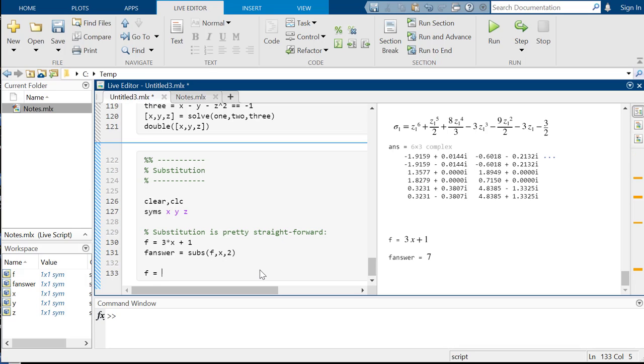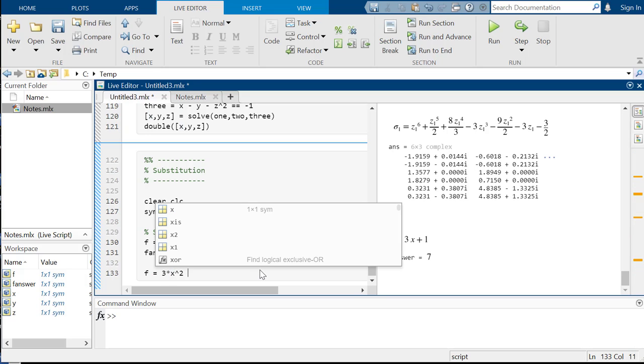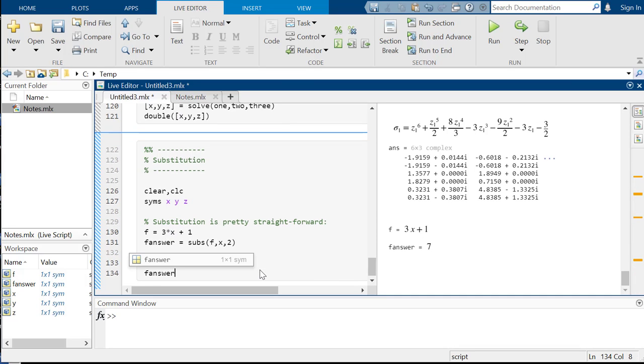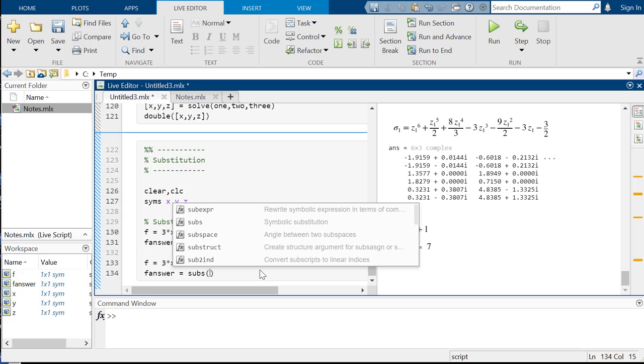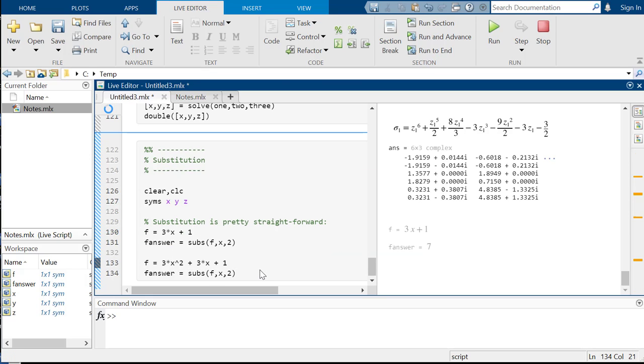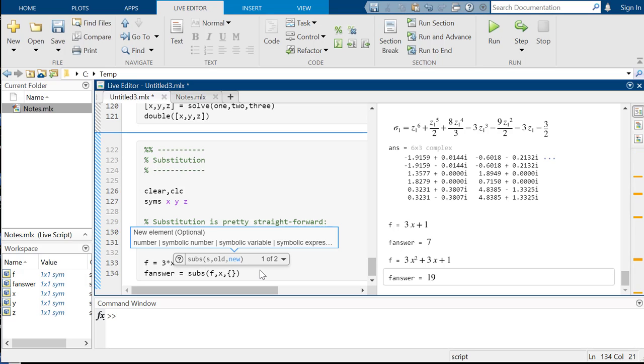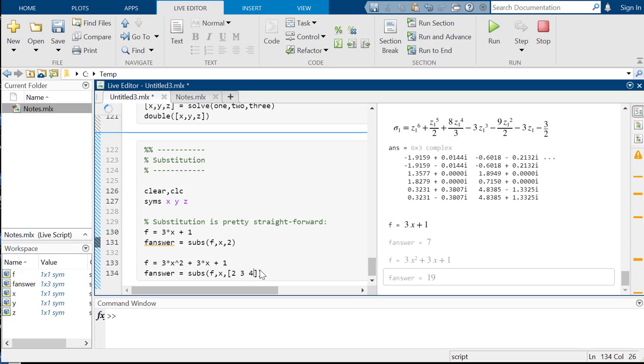Let's say I have some function 3x squared plus 2, well, that's now 3x plus 1, subs f, x, 2: 19, all right. I wonder if I can do this: 2, 3, and 4. Hot potatoes, yes, look, it's basically substituting in 2, and then it substitutes 3, and then it substitutes 4, so I can get multiple answers. Oh, that's super fun.